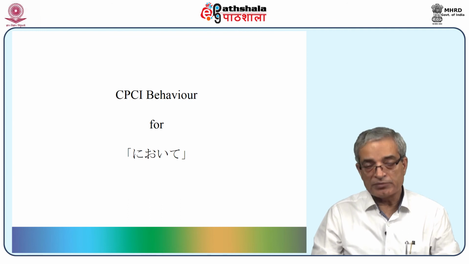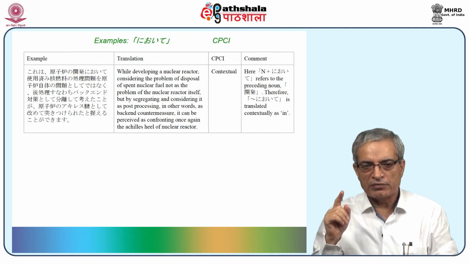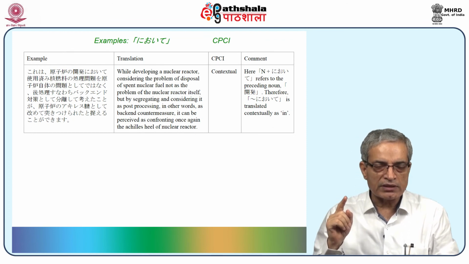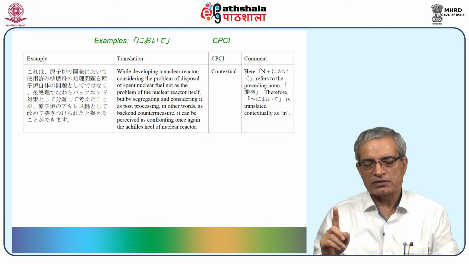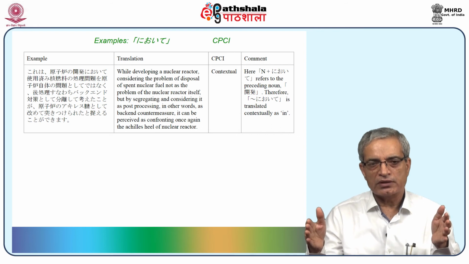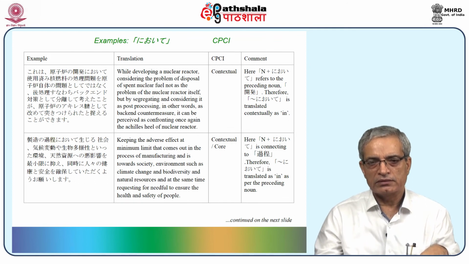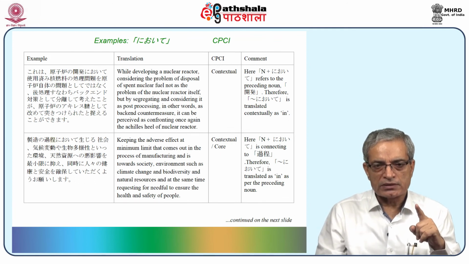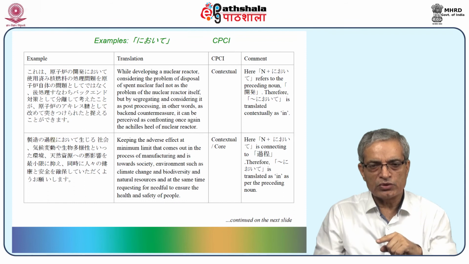And now let's see the behavior, particularly of ni-oite in this case. This is example number 1, and in this it's translated as what, Swaralika, as "while"? While developing. Okay, so "while" is not the translation of ni-oite, the translation is "in". Now "while" is coming from the context, because the context refers to kaihatsu. Yes, kaihatsu is a process, development is a process, it's not one point of time, therefore contextual. And the next example is ni-oite.